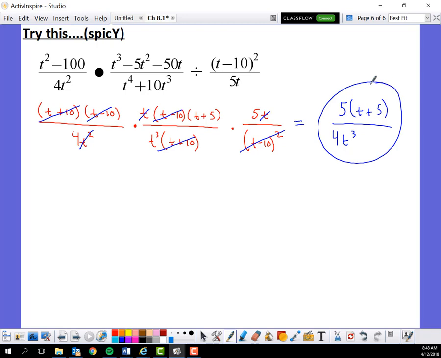Now again, please fight the temptation. You cannot take this t here and cancel a t on the bottom, because remember, this t on the top is part of an addition problem. So if you want to cancel it, it's all or nothing.